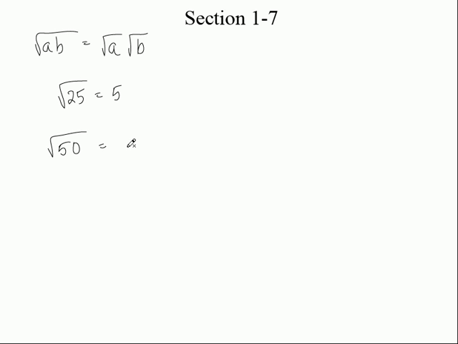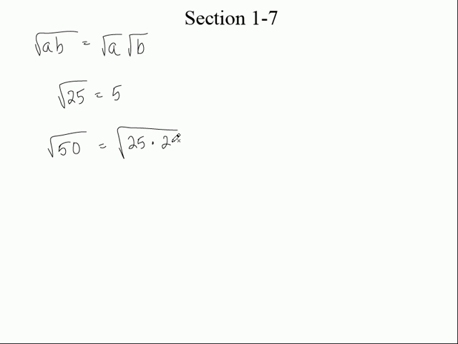Now, you could go 5 times 10, but as soon as you said 25 times 2, I'm thinking the square root of 25 comes out to a nice whole number, doesn't it? So I'm going to rewrite this as 25 times 2. Do you agree that's 50?